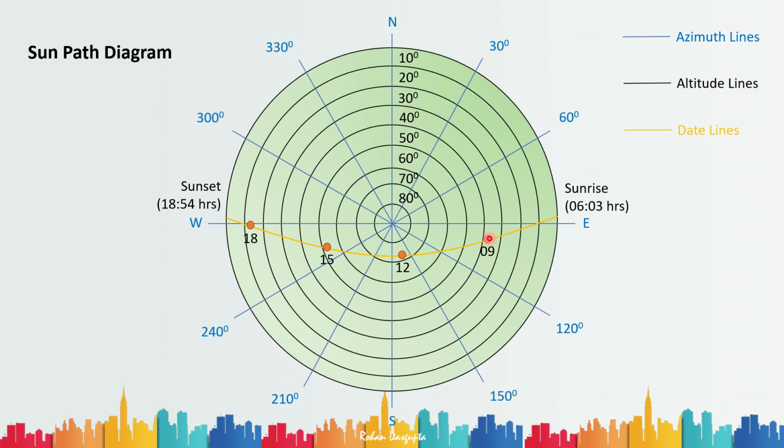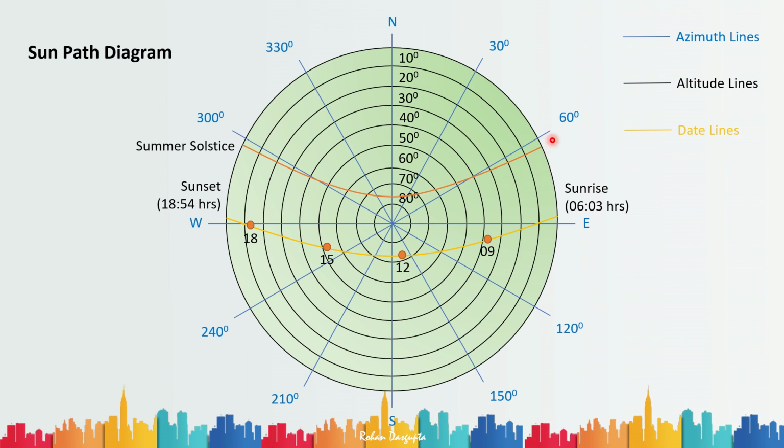Summer solstice is the time when the sun, I'm sorry, the earth is closest to the sun, and the winter solstice is when the earth is farthest from the sun. So it is very important for us to also locate the path of the sun in the sky during the summer solstice. So here may be the path of the sun on the summer solstice.